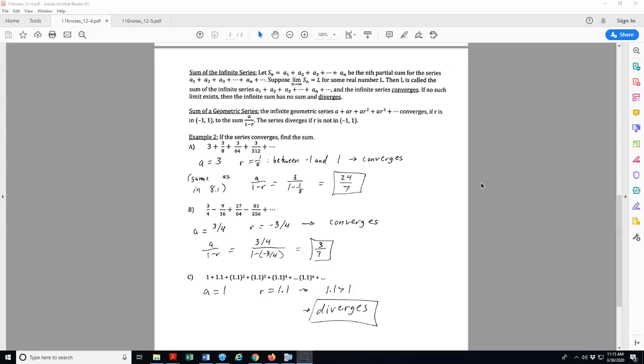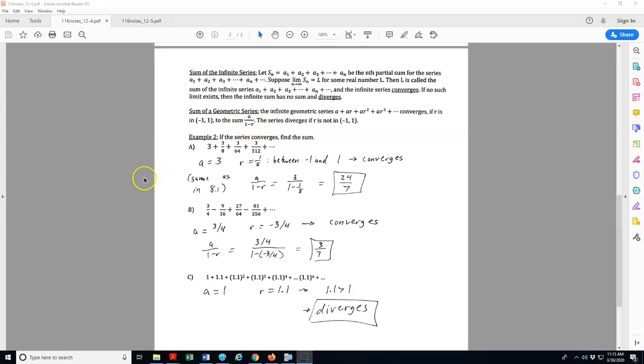Now in this section, most of our problems will be a geometric series, as we've seen before. And so it'll be in the form of a plus ar plus ar squared plus ar cubed and so on. And our sum is going to be a over 1 minus r.